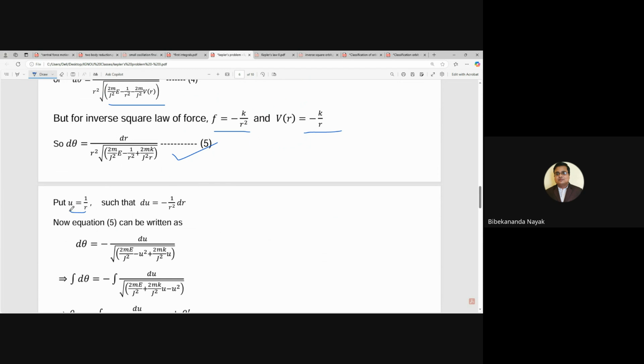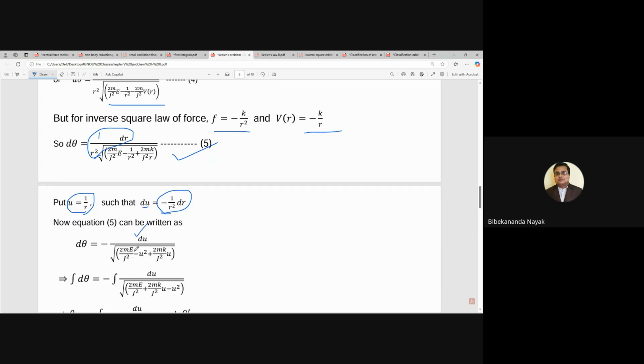Put u is equal to 1 by r. For simplifying this, if u is equal to 1 by r, du is equal to minus 1 by r square dr. Put this. We found dr in place of dr, minus 1 by r square dr means u square dr. Again u square, so 2m by j square, we found this. Here 1 by r square dr, this term means minus du.